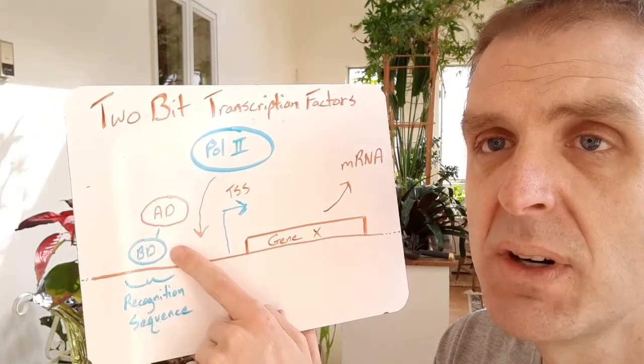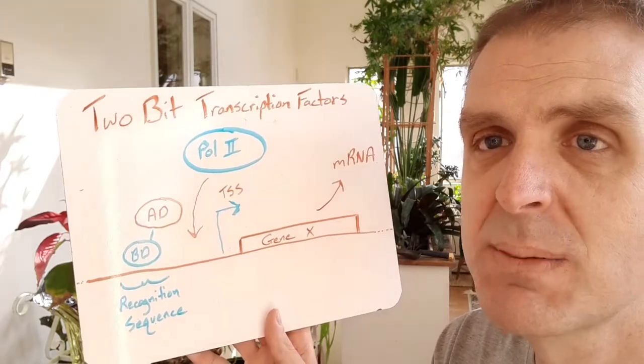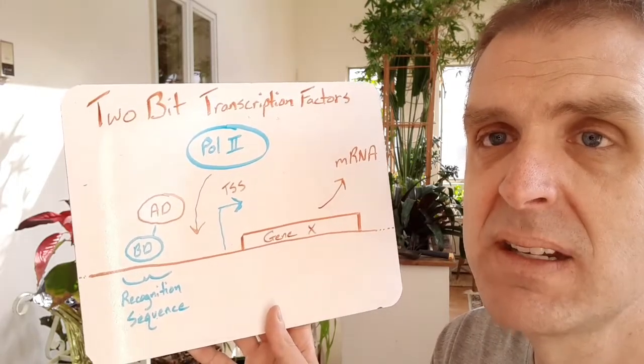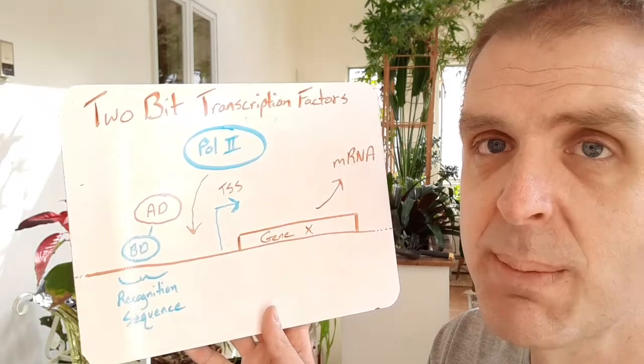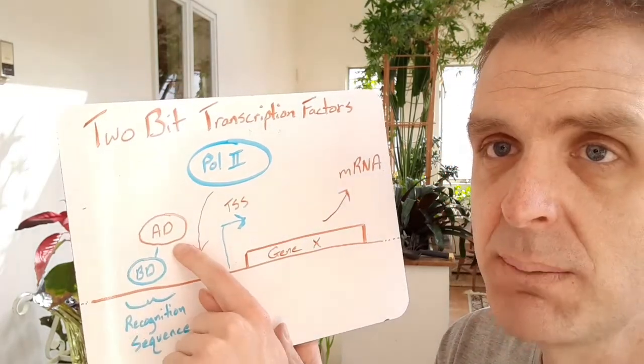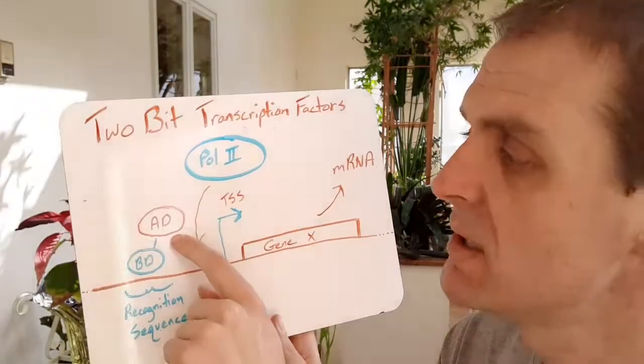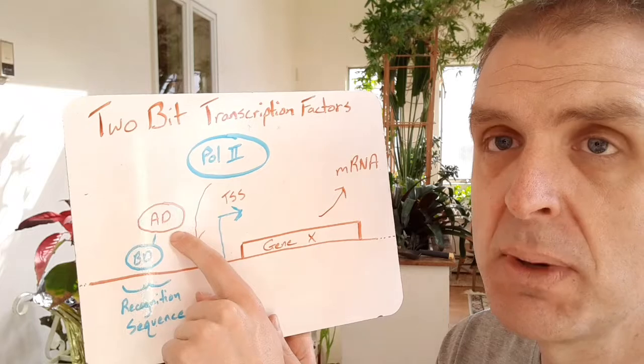Down here where it says BD, this is the part of the protein that folds up, and it has specific ability to bind to DNA. So we're going to call that the binding domain. Now it's connected, so it's the same protein, but it's connected to this other domain, which we labeled AD, which in this case stands for activation domain.